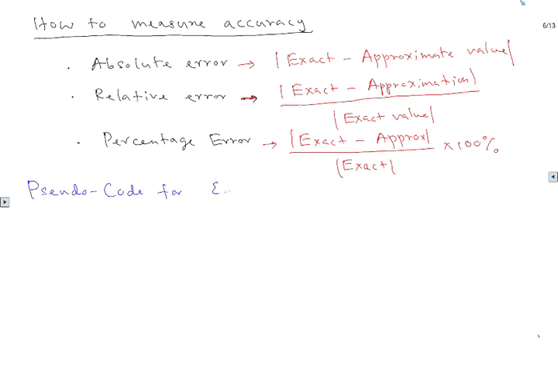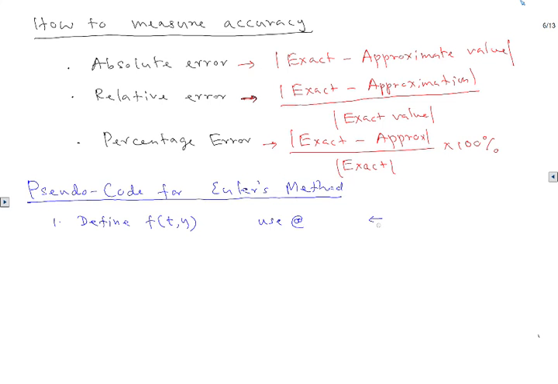Pseudocode for Euler's method. We're going to start with the first step: we can define the function. Different programs have different ways to do it. In MATLAB, we can use the @ operator to do that. In Python, we use the lambda for that.